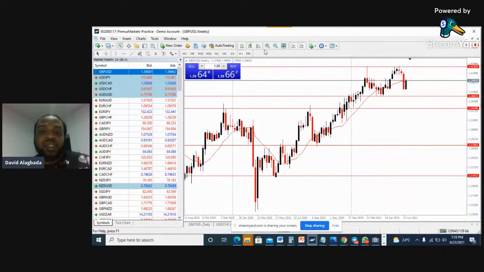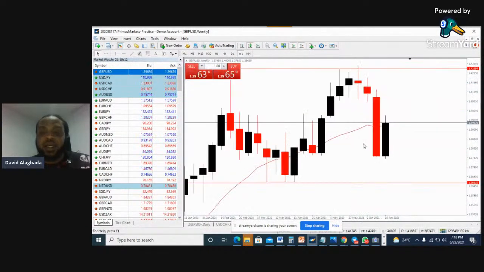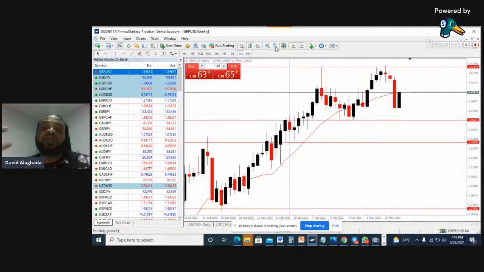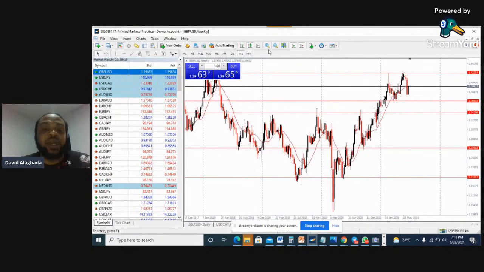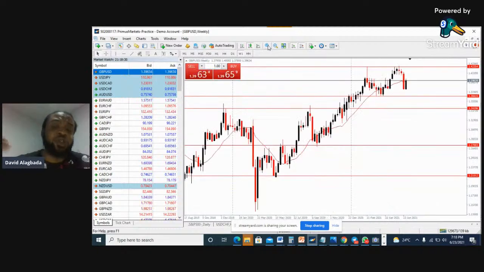Now, candlesticks are basically the building blocks of what the chart can be made of. There are other ways in which chart representation is done. You've got the line charts, you've got the bar charts, but the candlestick is the most popular because it shows a lot of information. We'll have a different session in future on how much information the candlesticks actually show.